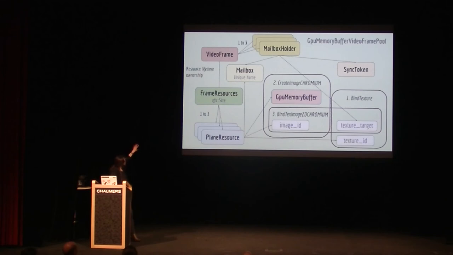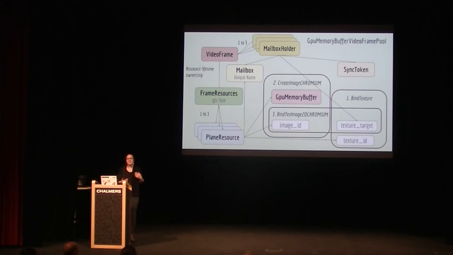So you had this video frame before, it had these frame resources. In our case there are 2, not 3, but you can have up to 3. And the mailbox holders up there hold the references to the texture target, texture ID thing. So you have the GPU, the first call that you get is the bind texture. So you have the texture target and you have this texture ID, which is connected to your plane resource. Then you use this Chromium image extension, and call this function called create image Chromium, which binds your memory buffer to your image. And then afterwards you do the bind tex image 2D Chromium.